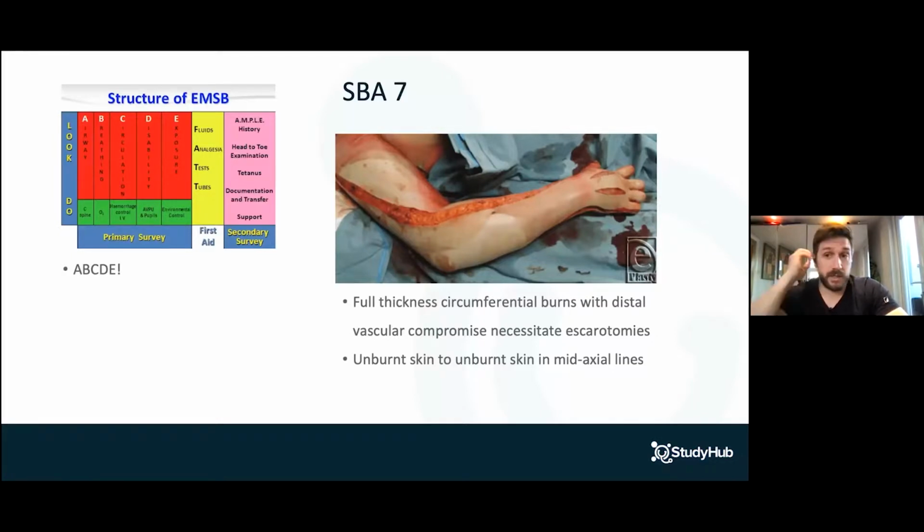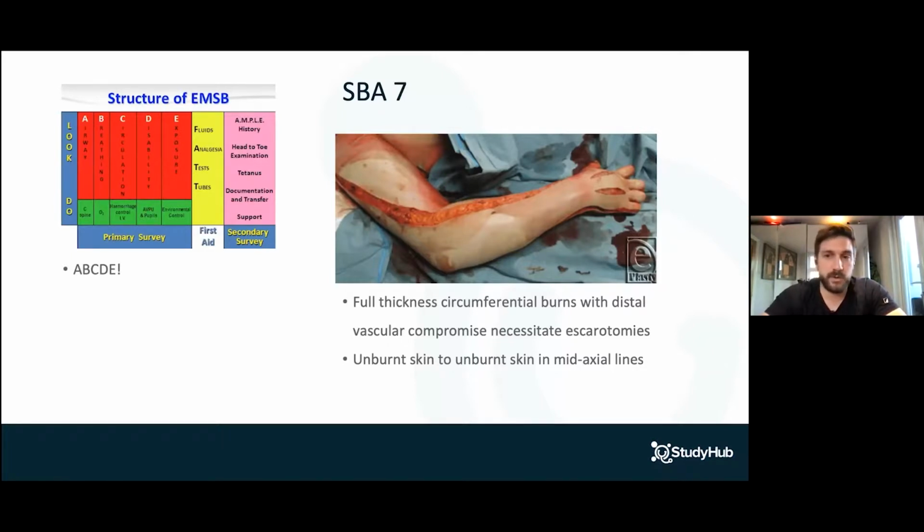On the right hand side here, you can see an example of an escharotomy of the upper limb. So full thickness burns with distal vascular compromise. In this case, distally, the hand was pale, it was cool, didn't have a capillary refill. A good trick for this is you can put a pulse oximeter on the end of the finger. If the pulse oximeter isn't picking anything up, then there's likely to be vascular compromise. And then you perform escharotomies.